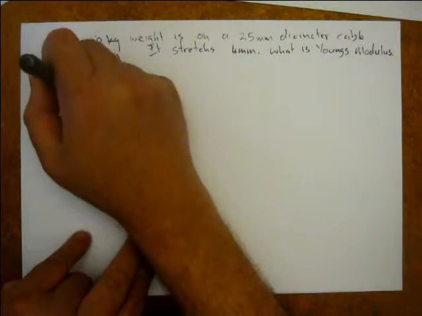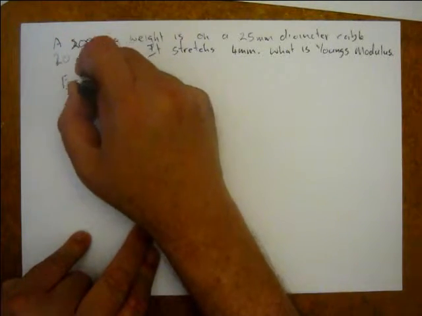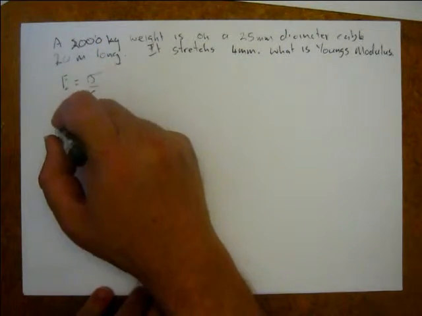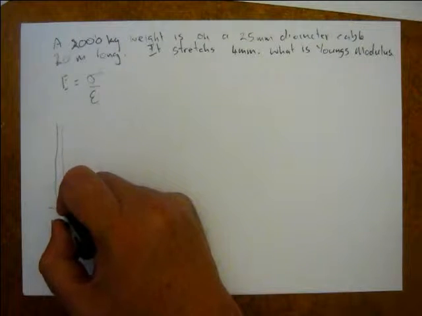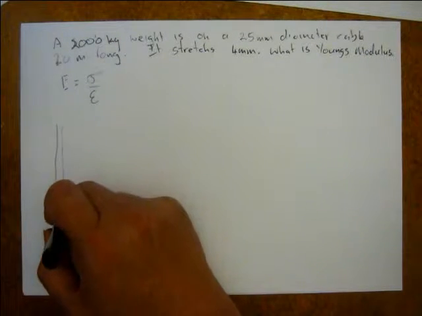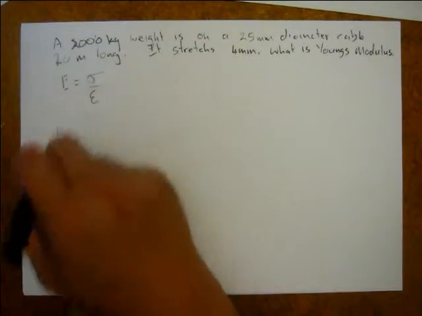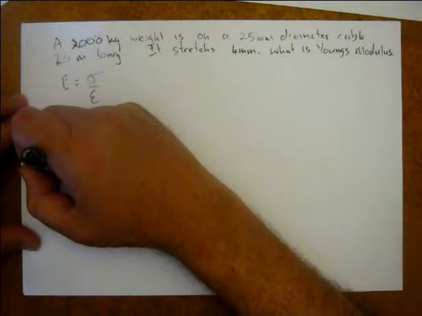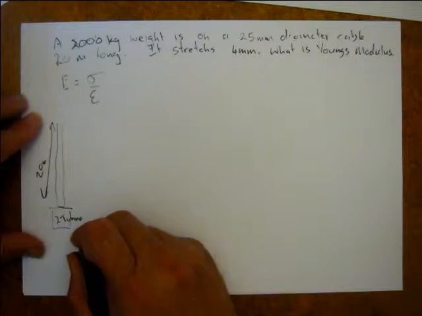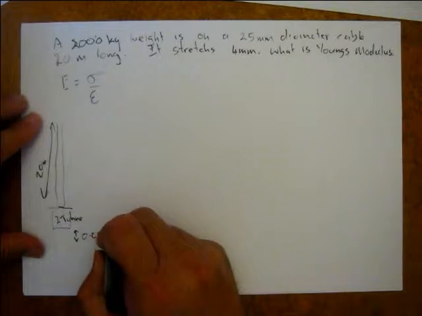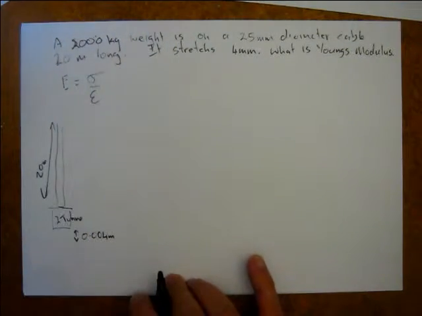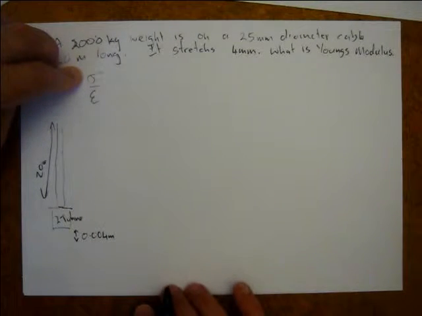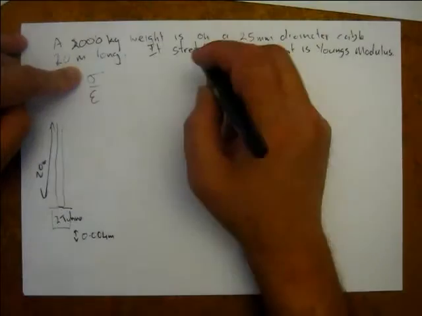So Young's modulus, E, is going to equal the stress over the strain. So let's draw a picture. We've got a 20 meter long cable. We put a couple of thousand kg on it, 2 ton. And so it's 20 meters, and it stretches 4 millimeters, so 0.04 meters. So the question is, if we're going to find out Young's modulus, do we know the stress? No. But can we work out the stress? And the answer of course is yes.